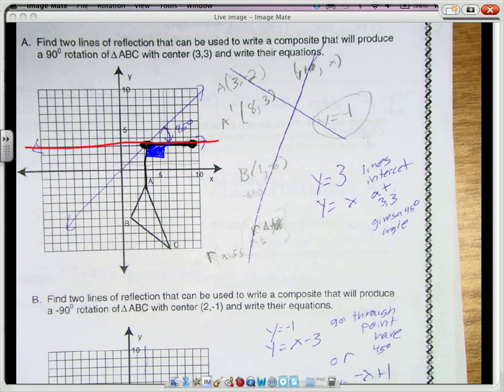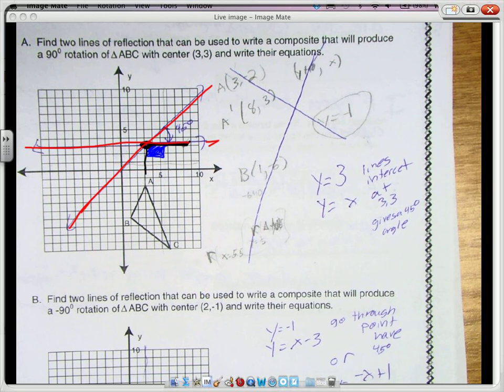Okay, so I chose this line right here, which is y equals x, because I know it would be at a 45-degree angle to it. Okay, so if I reflect it over those twice, I'm going to end up with it being 90 degrees away. You ready to look at the second one?